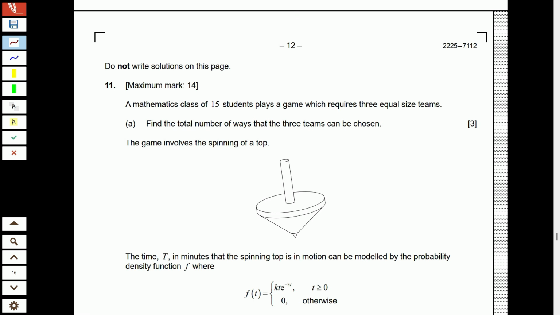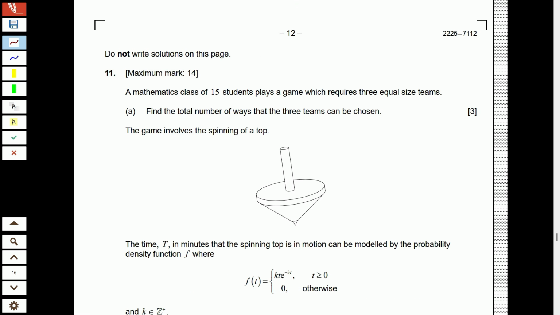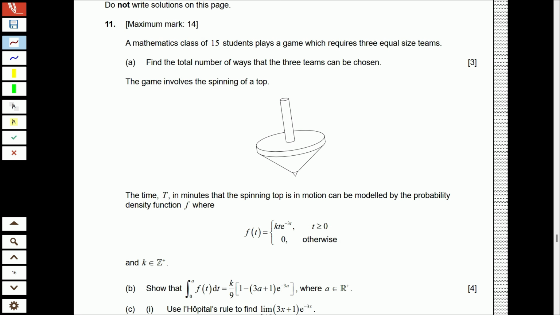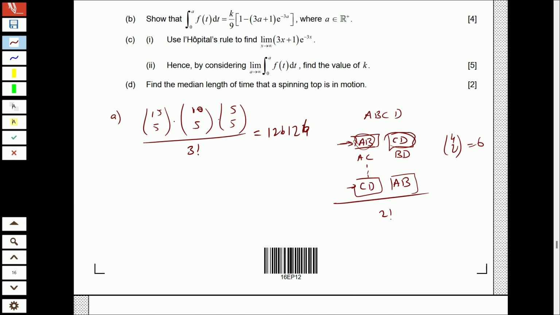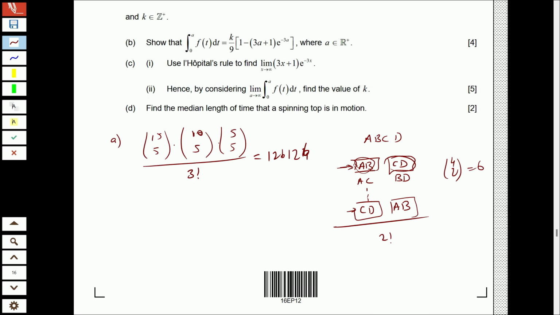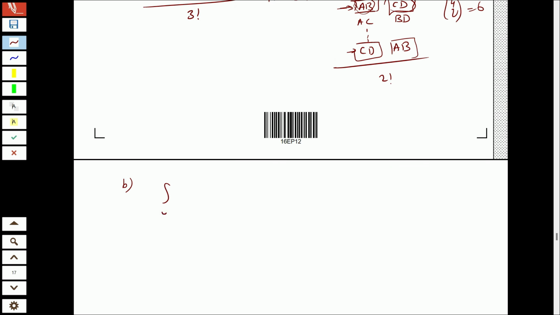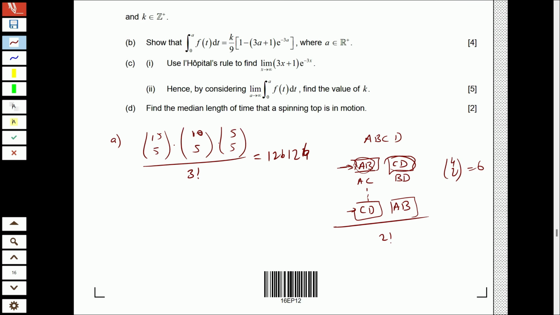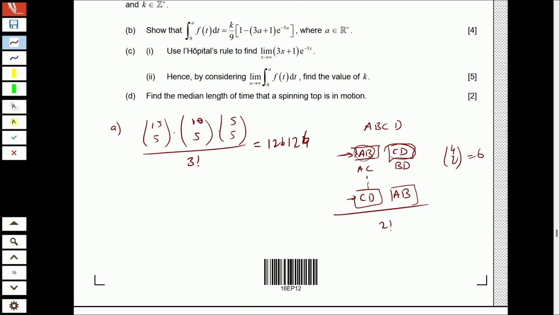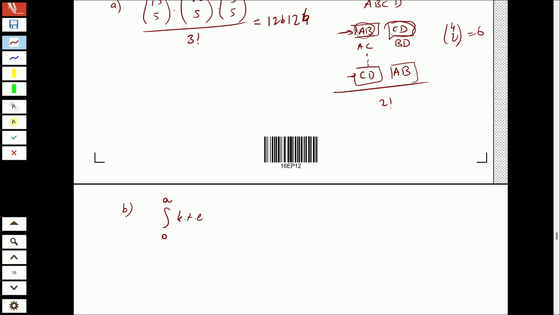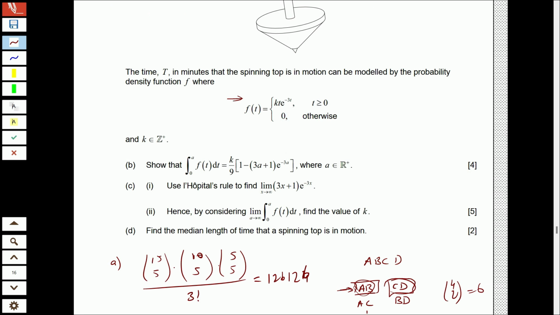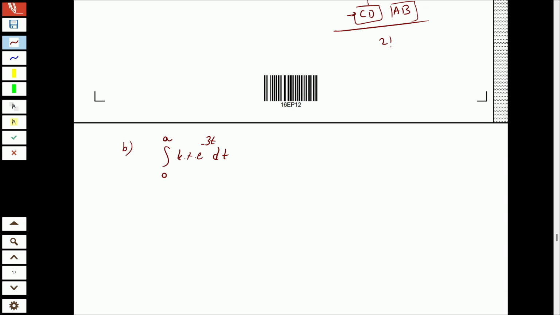Question B. The game involves the spinning of a top. The time t in minutes that the spinning top is in motion can be modeled by the probability density function f, where here is the function. Show that this integral holds. The limits of the integral are 0 and a, and the function is k times t times a to the power of minus 3t dt. And we're going to find this integral.